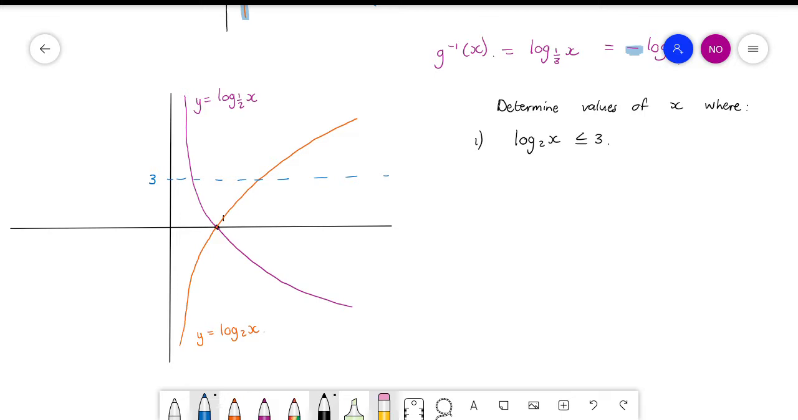So what do I need? I need to find that point, and then it's going to be all values of x in that direction. Because do you see, to the left of that point, my graph is smaller than or equal to 3. Do you guys see that? Graphically, do you understand what we need to do? So we need to start by saying, let's get that point.